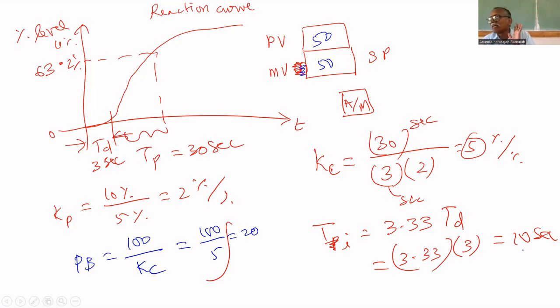What is the present process variable? 50. What is the set point? 50. Therefore, no error. That's why it will give 0 plus 50. Already bias is 50. It remains 50.